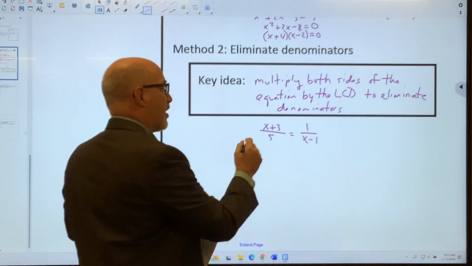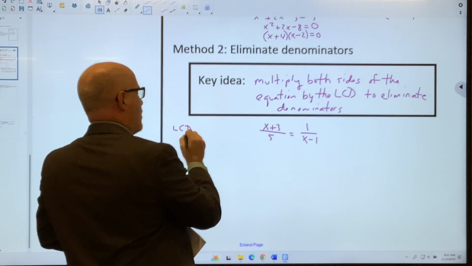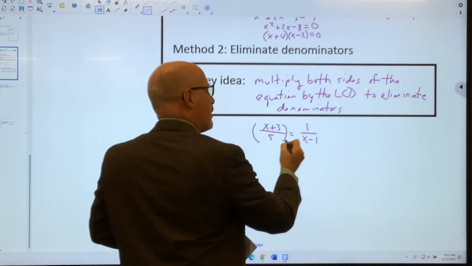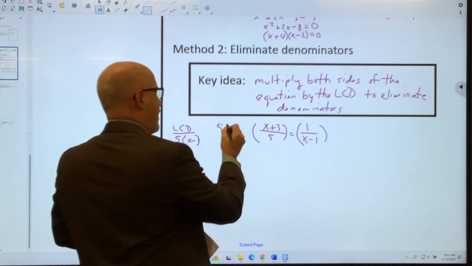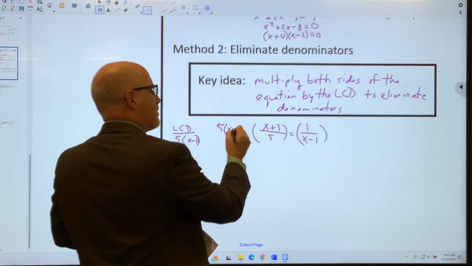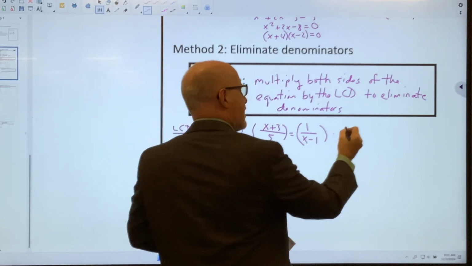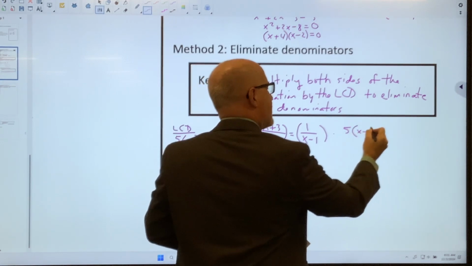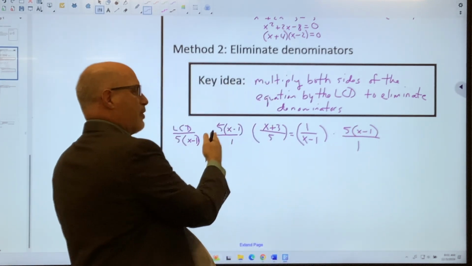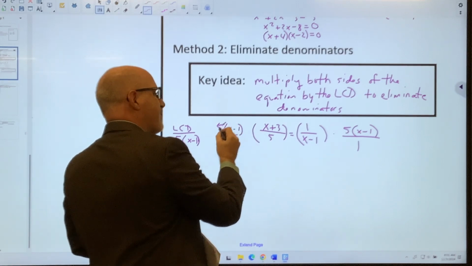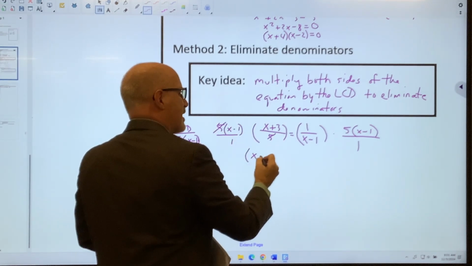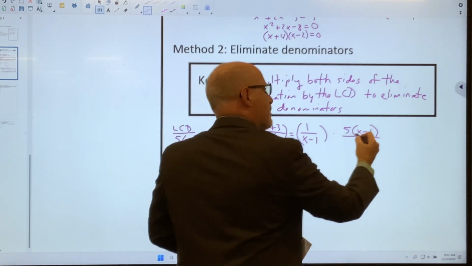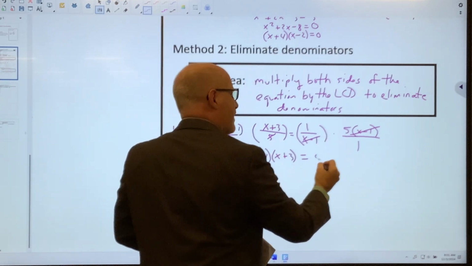We can go ahead and take our LCD, which is equal to 5 times x minus 1. And if I multiply both sides by that least common denominator, so 5 times x minus 1, I'll put it over 1 just to represent the fraction. Once you do it on one side of the equation, you got to do it on the other. 5 times x minus 1. When I multiply it by this fraction, notice that the 5's reduce. And so what I'm left with is x minus 1 times x plus 3. And over here, notice that the x minus 1's cancel. And I'm left with just a 5.